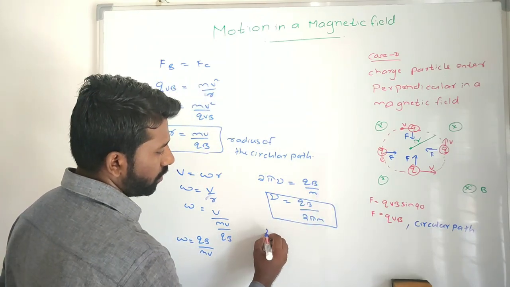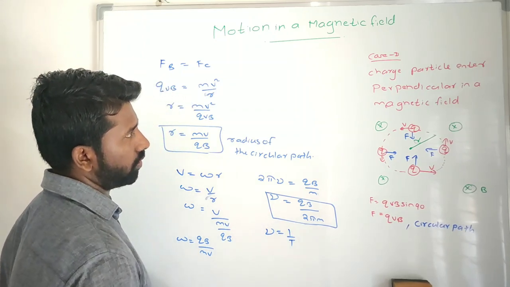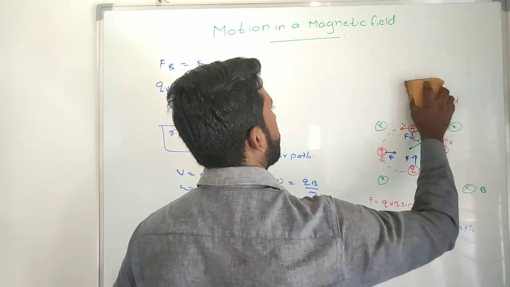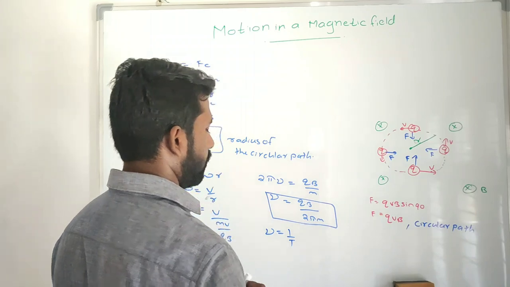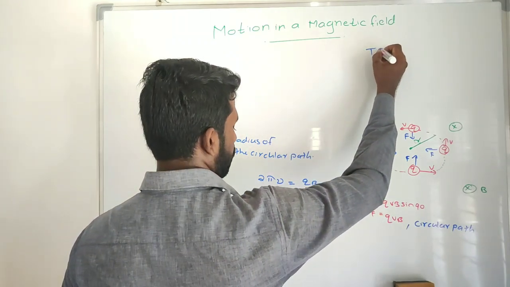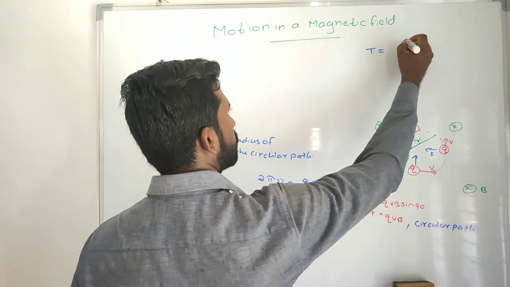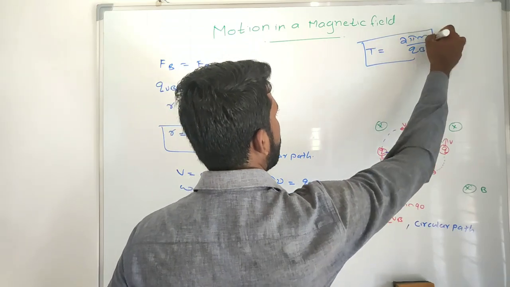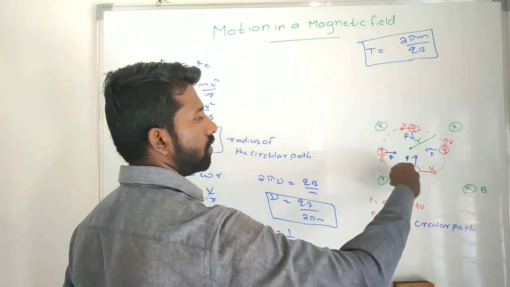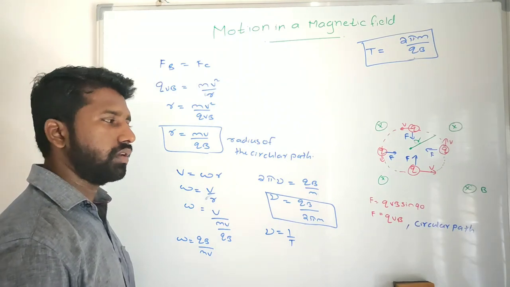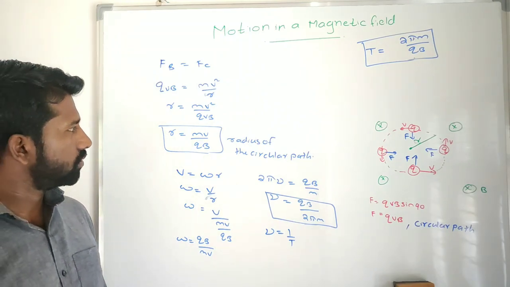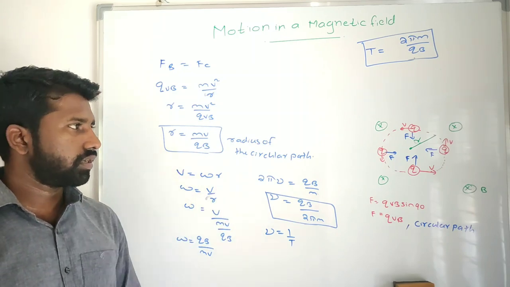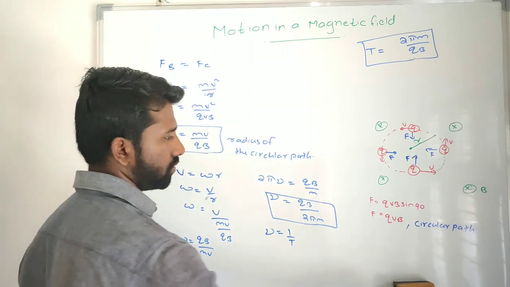Next, we know frequency is equal to 1 by time period. So we can get here the time period T is equal to the inverse, that is T equals 2 pi m divided by qB. What is meant by time period? Time taken to complete one circular rotation. Okay, this is the time period, frequency and the radius. Okay, this is the second case. Now we will see the third case.